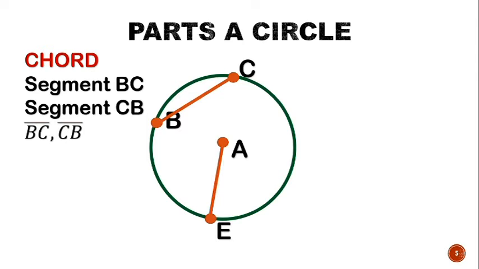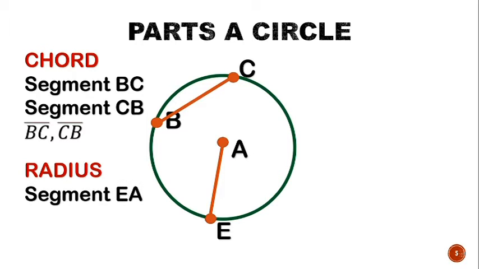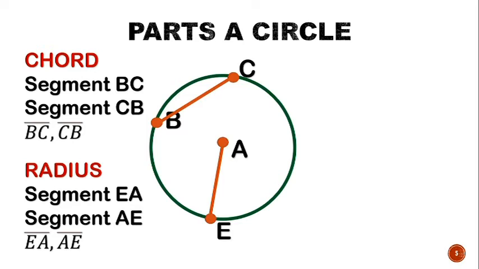Now, let's draw a line between A and E. And this is what you call a radius. And again, this is also read as segment EA or segment AE. The same way ng pagsulat. Line sa taas, then EA or AE.